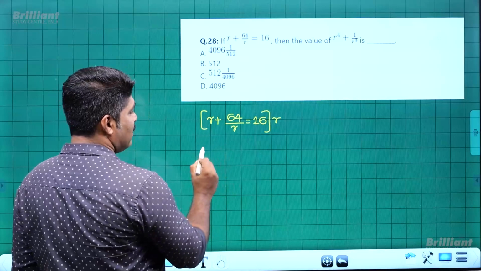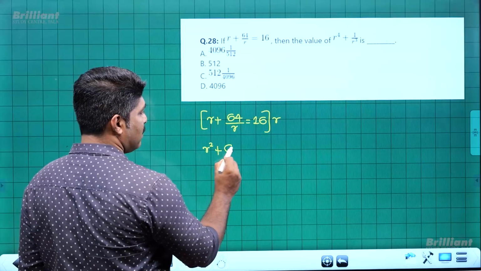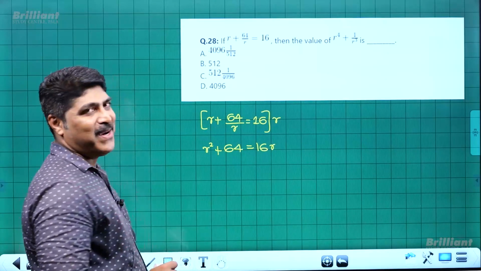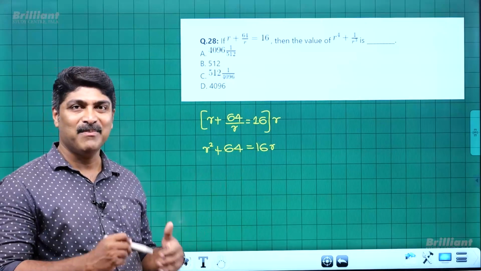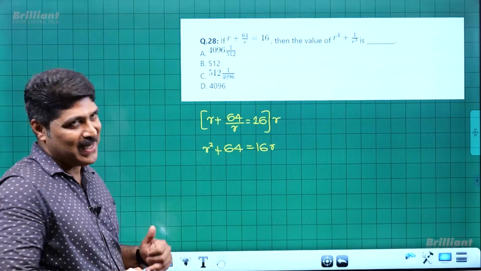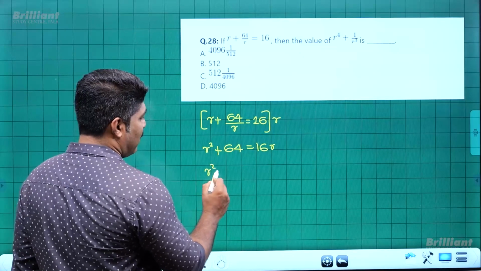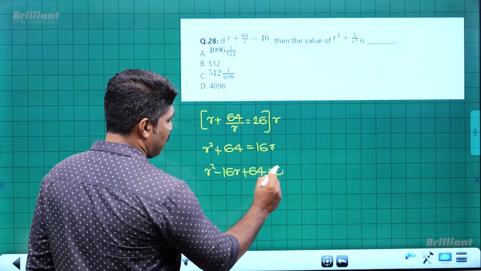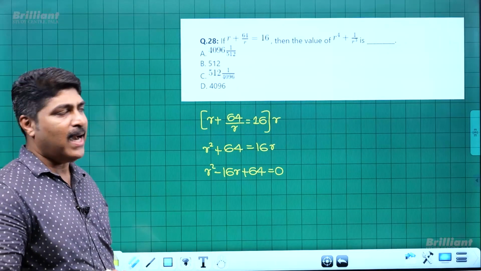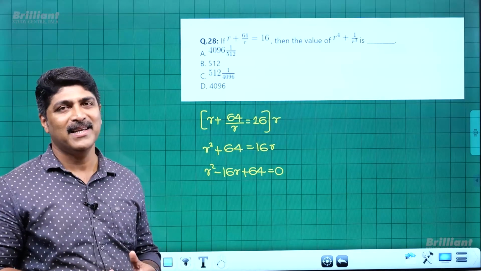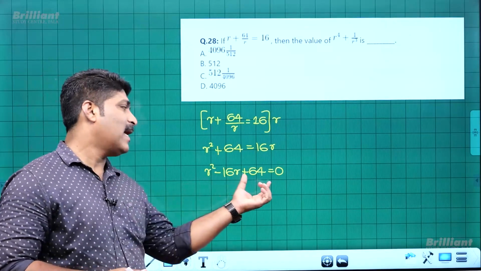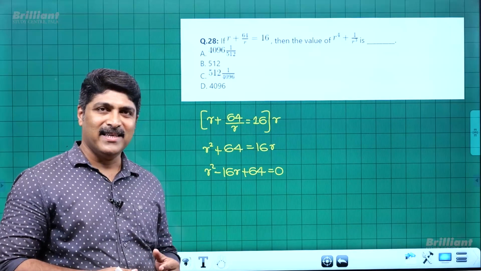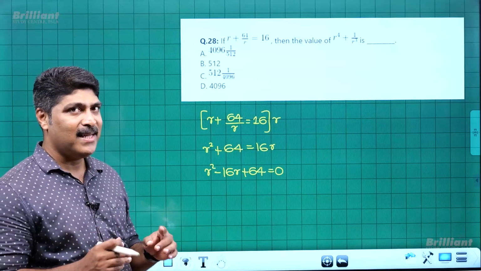We can write it as this entire expression into r. So then how can we write? This is r square plus this becomes 64, and on the right side, this is 16r. And now we got the idea. We can take the 16r towards the left side and make it a quadratic equation. So therefore, this is r square minus 16r plus 64 equal to 0. Have you got how we can factorize this quadratic? It's easy to do. As the last term is a perfect square, we can easily do it. So this is nothing but the square of 8. Therefore, this expression is r minus 8 the whole square.